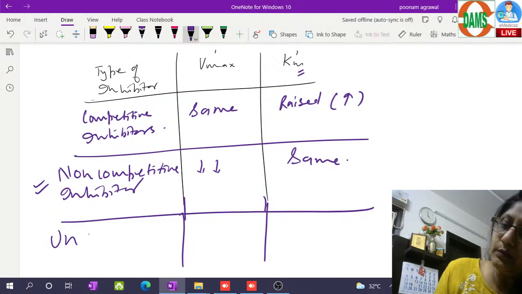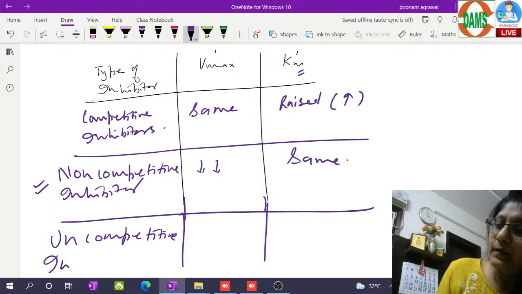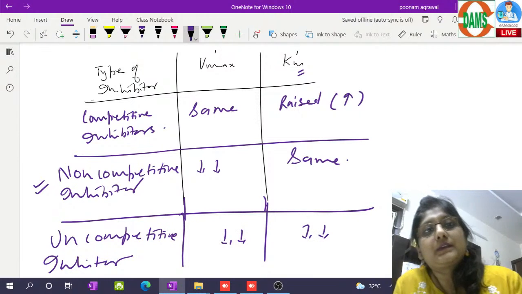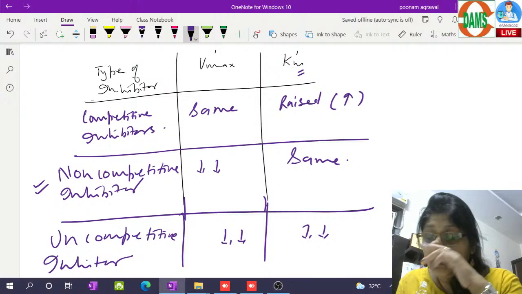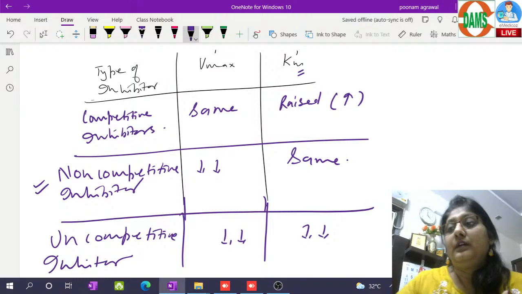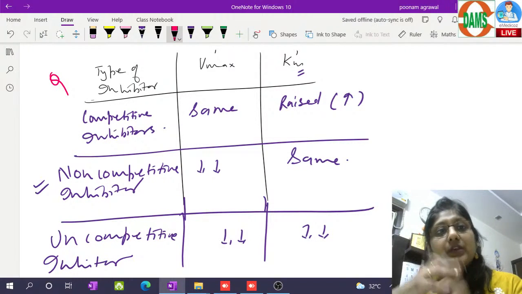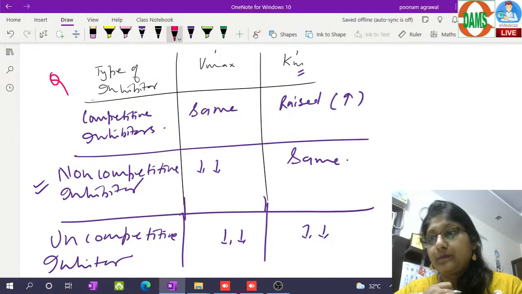And we have another rare kind of inhibition, which is uncompetitive inhibition, which when present is going to decline both the Vmax value as well as the Km value. Now this table is very, very important to identify these changes, and to identify the type of inhibitor in the Michaelis-Menten plot and in the Lineweaver-Burk plot.